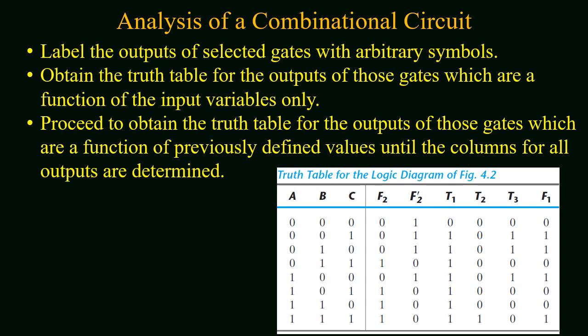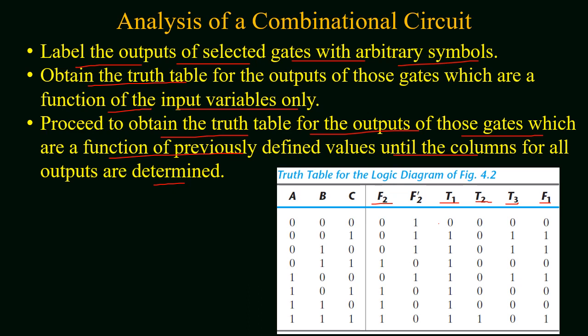In the next step, label the outputs of the selected gates with arbitrary symbols, like you have defined the output variables and you have assigned arbitrary symbols to the outputs of intermediate gates, which were T1, T2, T3, and the output variables were F1 and F2. Now obtain the truth table for the outputs of those gates which are functions of input variables directly. T1, T2, T3 and F2 are functions of input variables directly, so you will obtain the output for these variables.